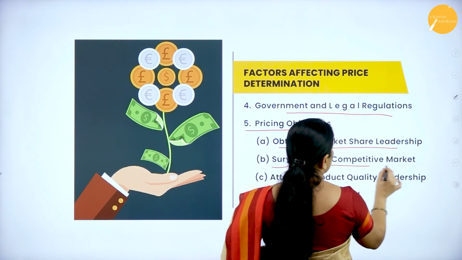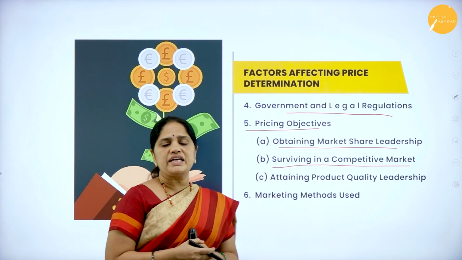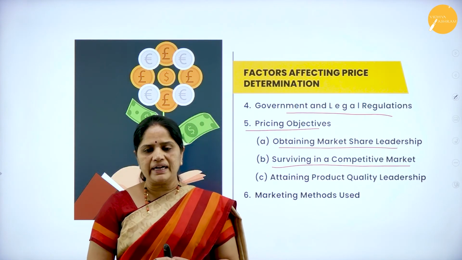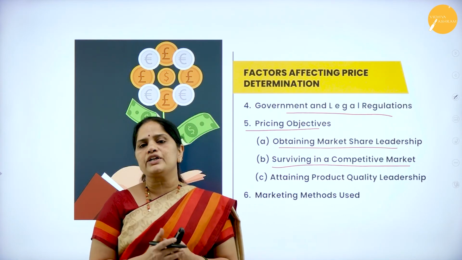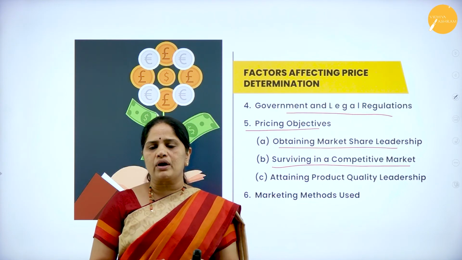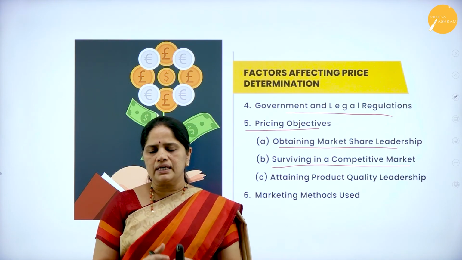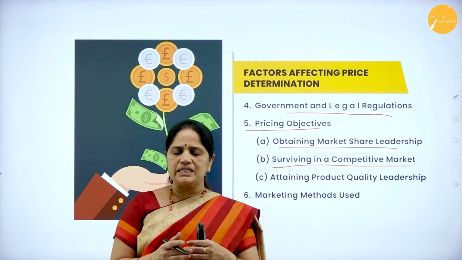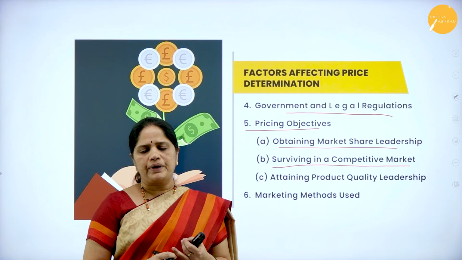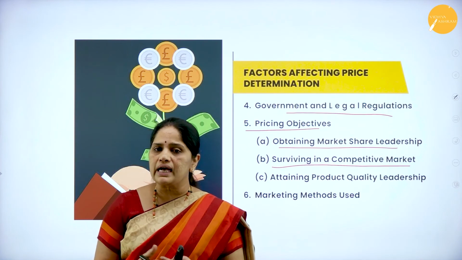Then second pricing objective is surviving in a competitive market. Now, what do we mean by surviving in a competitive market? Now, if the manufacturer's product is finding it very hard to survive in a competitive market, or if there is an introduction of a new substitute of that product in the market, then the manufacturer will have to reduce the price of the product so that he will survive in that competitive market. He may have to resort to promotion campaigns, etc., to see that he liquidates his stock as fast as possible.